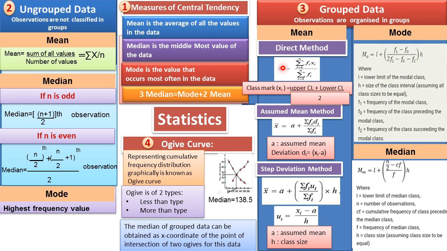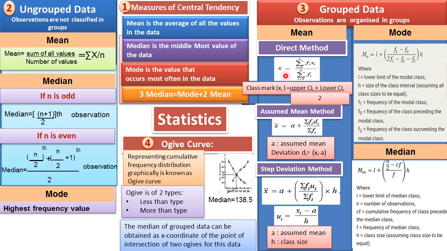Then grouped data. Grouped data is observations that are organized in groups. For grouped data, how do we find the mean, median and mode? For grouped data, mean is found by three different methods: the direct method, the assumed mean method, and the step deviation method. To find the mean by the direct method, the formula is x bar equals summation i equal to 1 to n of fi xi divided by summation i equal to 1 to n of fi.